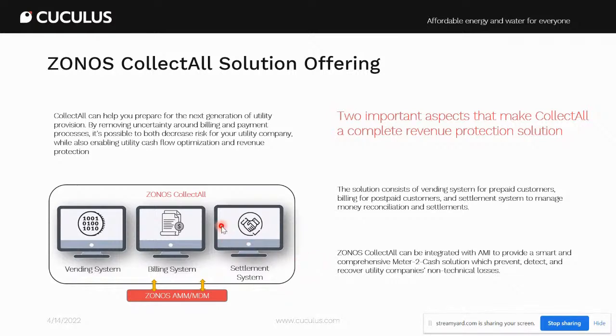The second important aspect, as we discussed, is that ZONOS CollectAll can be integrated with AMI to provide a smart and comprehensive meter-to-cash solution, which of course prevents, detects, and recovers utility companies' non-technical losses. By the end of the day, CollectAll can help you prepare for the next generation of utility provision by removing uncertainty around billing and payment processes. It's possible to both decrease risk for your utility company while also enabling utility cash flow optimization and revenue protection.